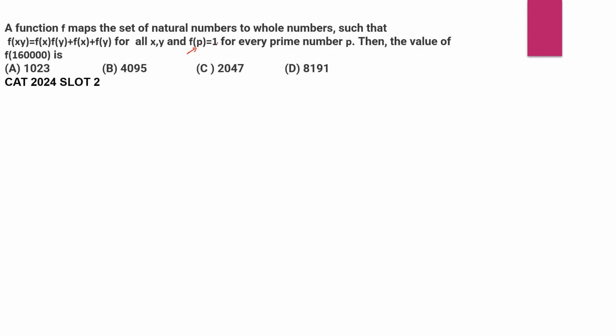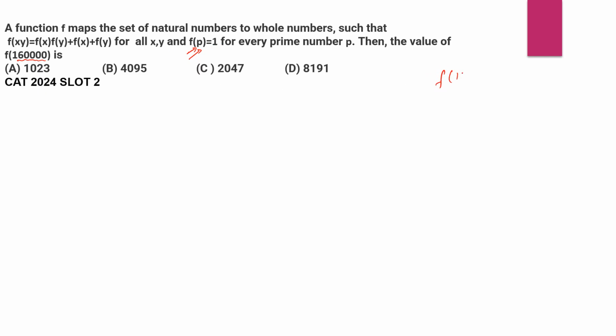That means f of 2, f of 3, f of 5, and so on are all 1. But actually, this 160,000 is not prime. So what's the value of f of 160,000? Okay, let's try to use this concept here. F of p is 1. I'm looking for f of 160,000.